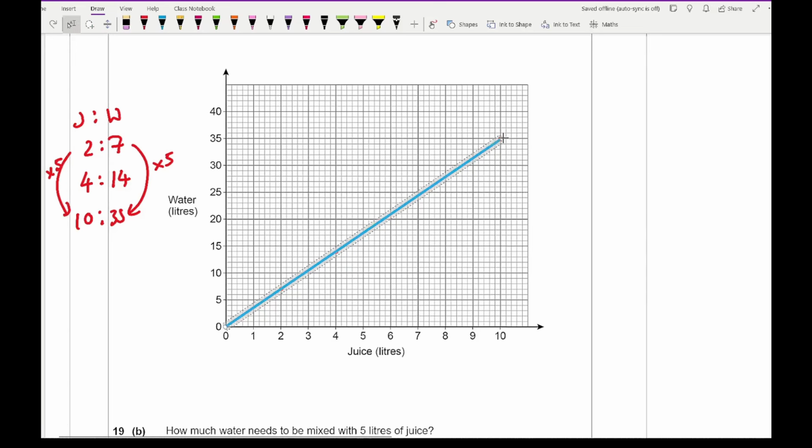And then it's always good practice when you're doing these graphs in your test to go to the extreme lengths of the grid that they've provided for you, and there is the answer you should have. So just to go over some of the key points, it should go through 2, 7, it should go through 4 and 14, and the other point that I picked here, which was 10, 35.